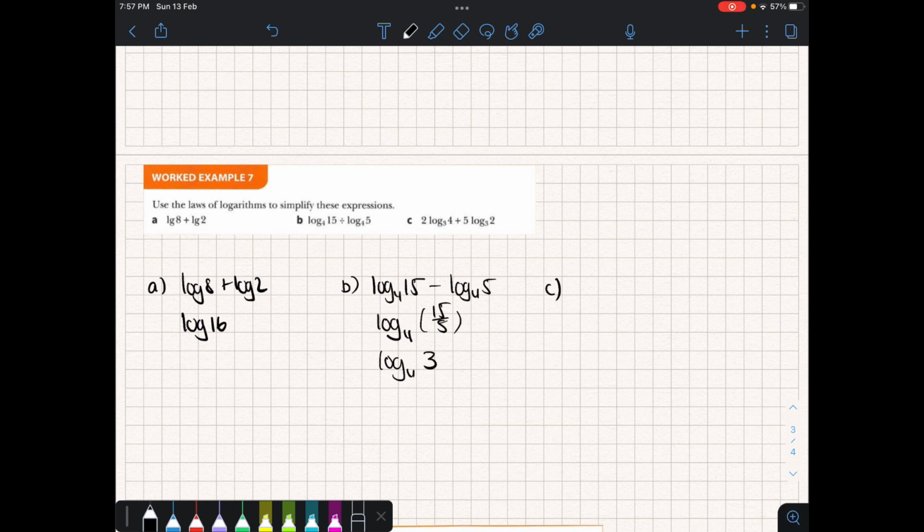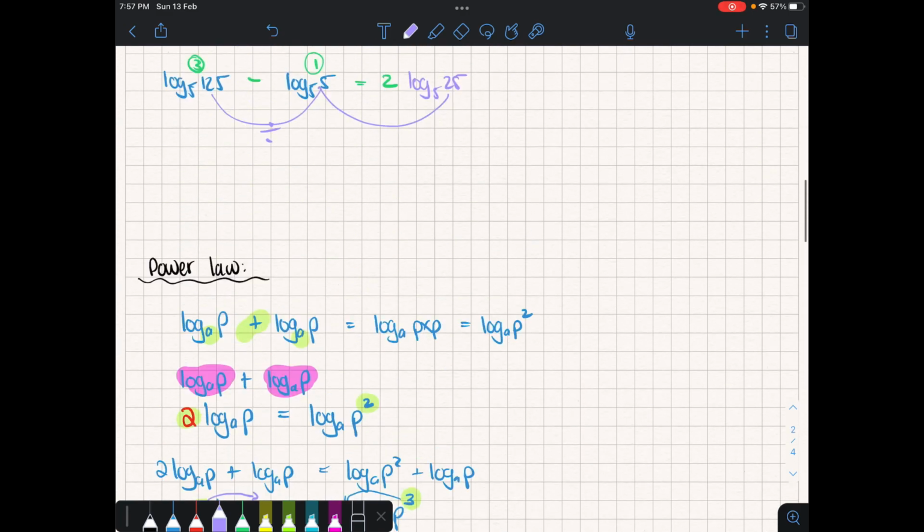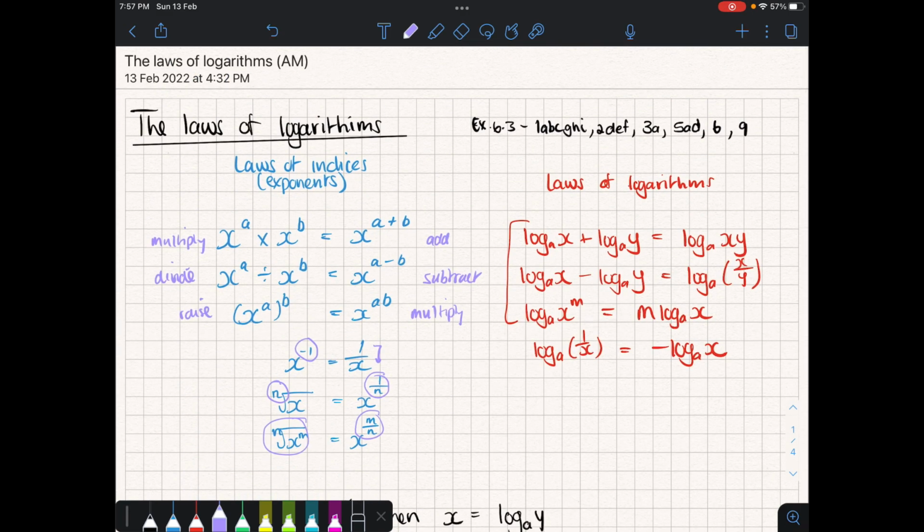And the final one, we have 2 log base 3 of 4 plus 5 log base 3 of 2. Now the first thing we want to do is, we have these 2 logs and they're being added, so we think we can just multiply the values. The important thing, the log law states that if we want to add logs of the same base, they cannot have a number in front. If we have a look at the law, there is no number in front of this log.